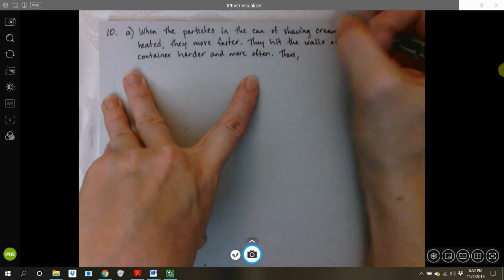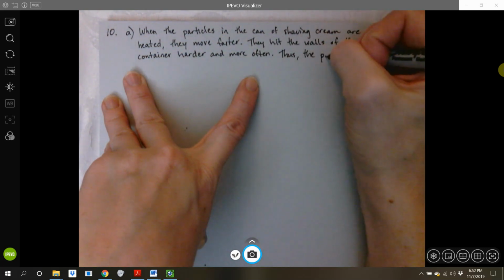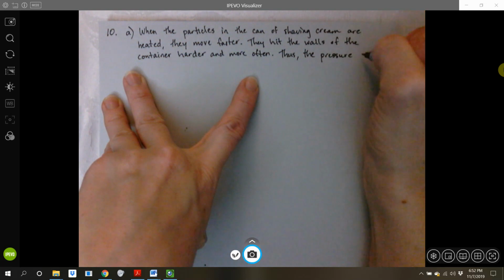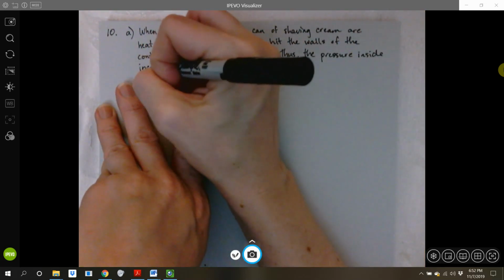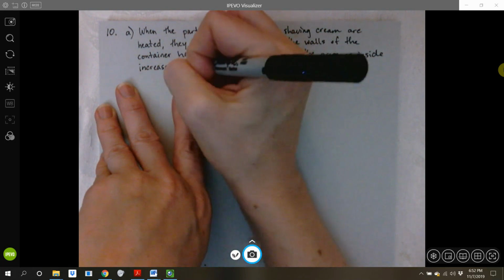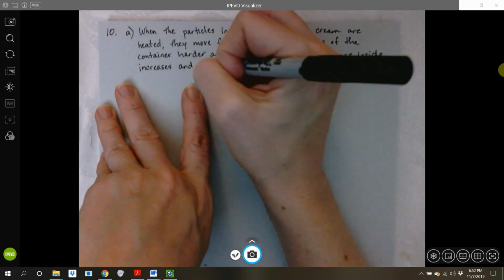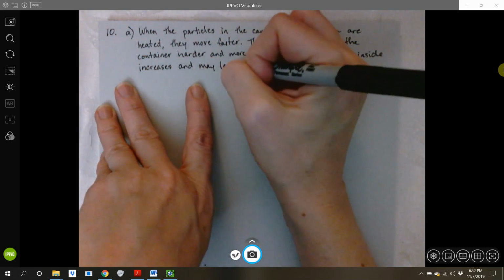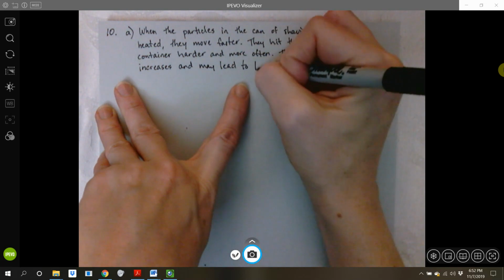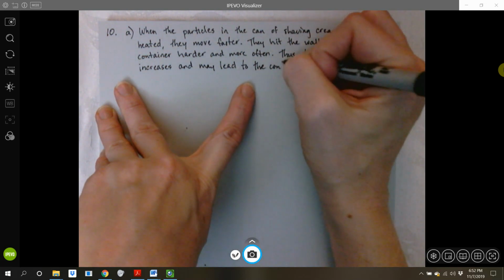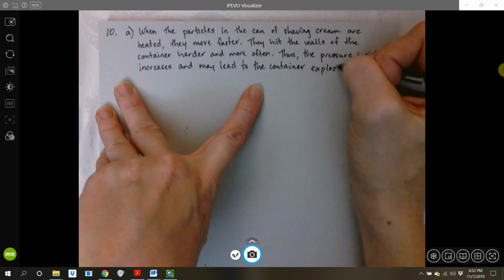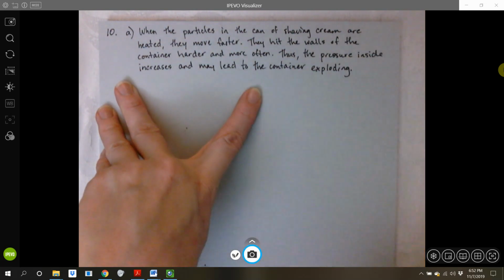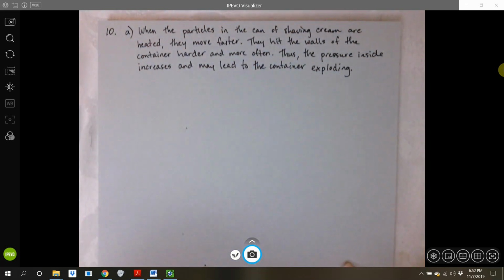Thus, the pressure inside increases and may lead to the container exploding. Alright, so that's why you want a warning on the shaving cream, because it might explode.